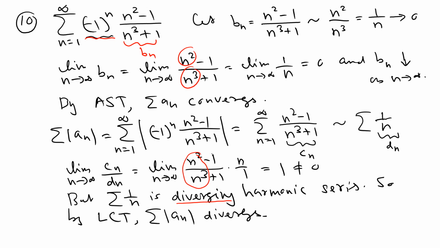You can see sigma an converges, the absolute series diverges. So that means the series converges conditionally. Therefore, the original series sigma an converges conditionally.